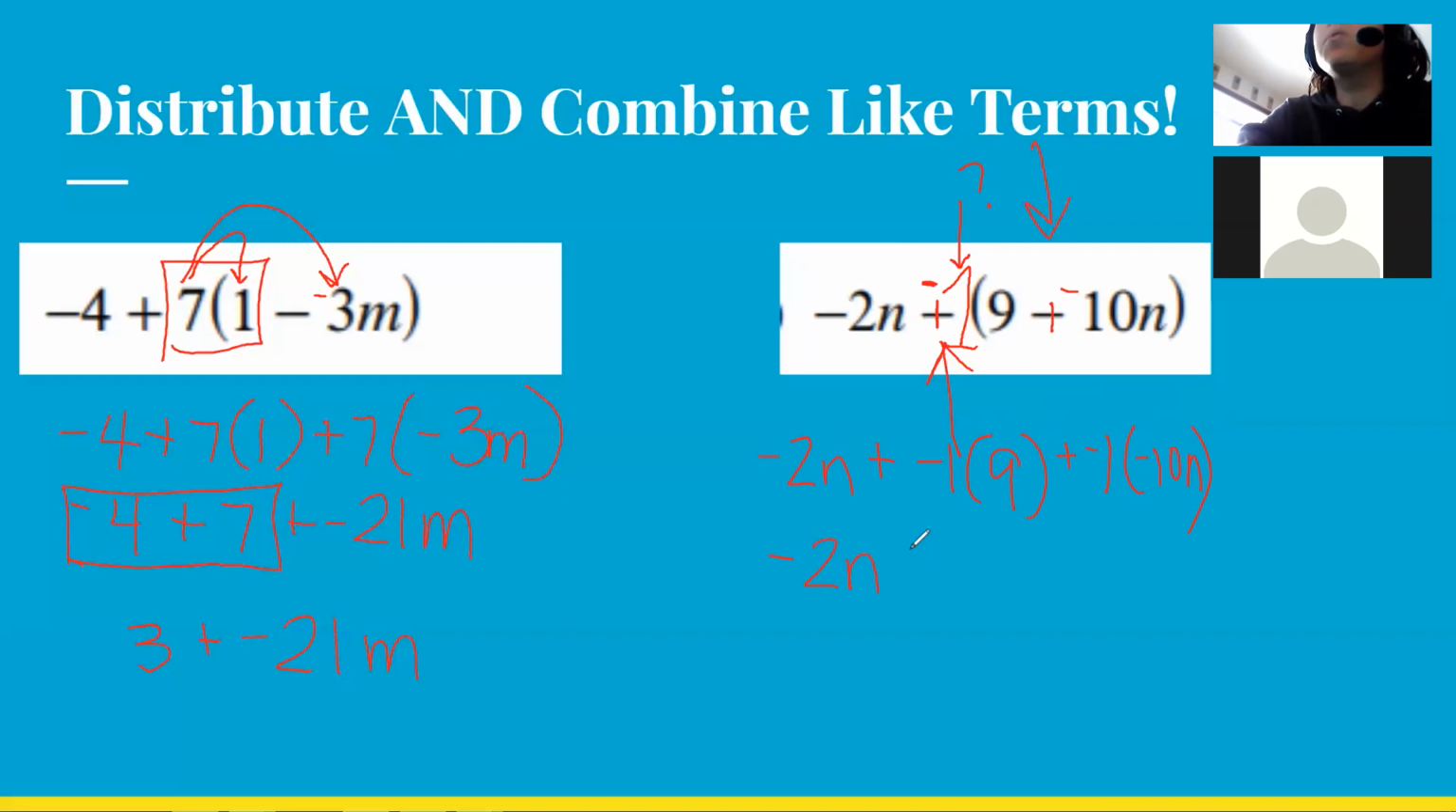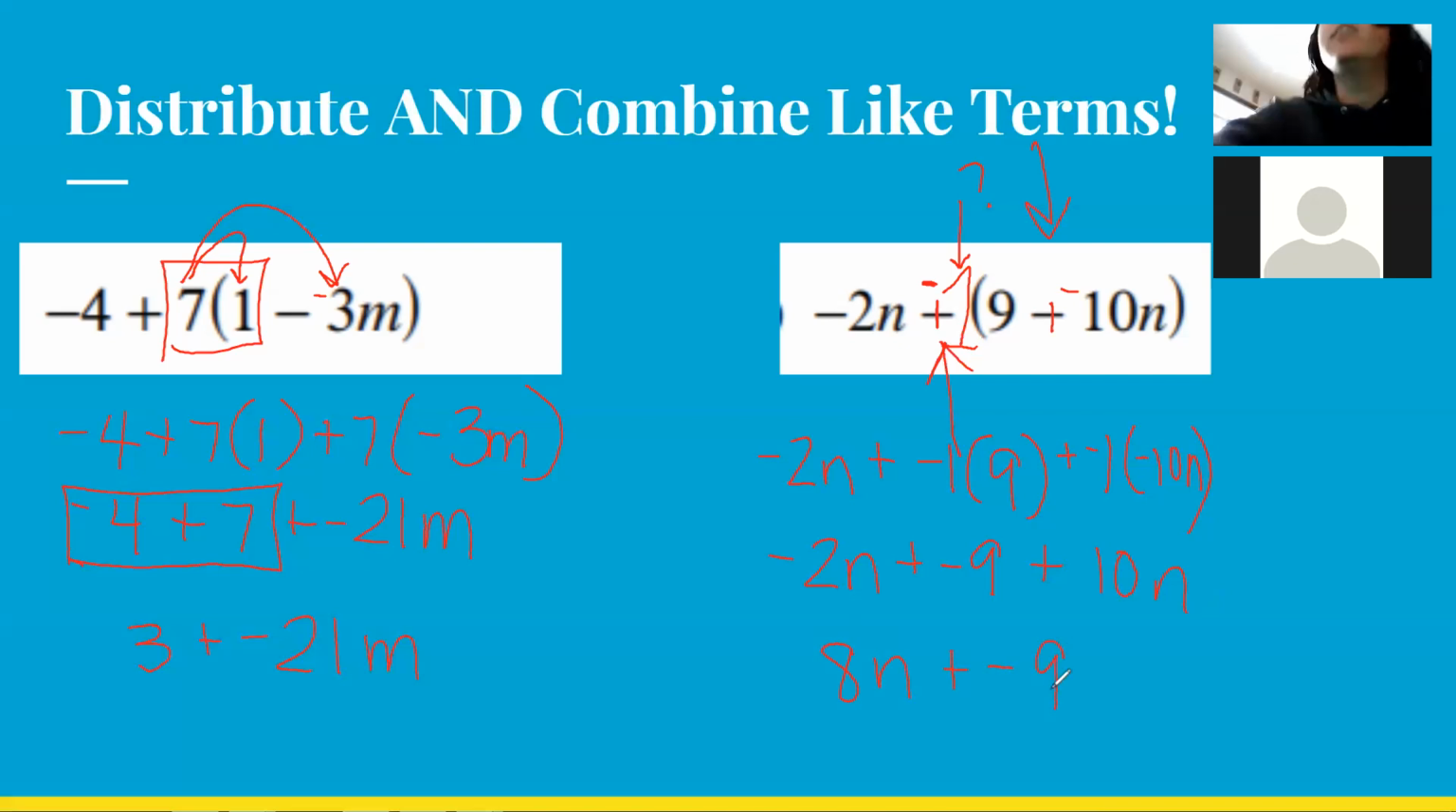We do the multiplication. And then what are my like terms that I'm going to combine there? What do you guys think? In this example at the bottom, negative 2n plus negative 9 plus 10n. What are my like terms there? 10n and negative 2n. Yes, those are our like terms. You guys answered at the same time. My brain was like, wait, what? That's very good. So we combine them and we get 8n plus negative 9.